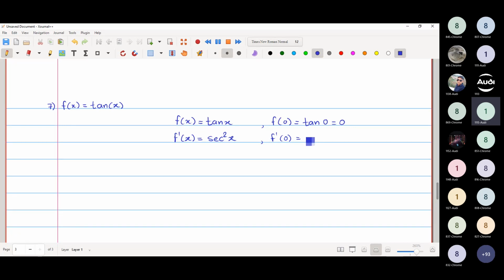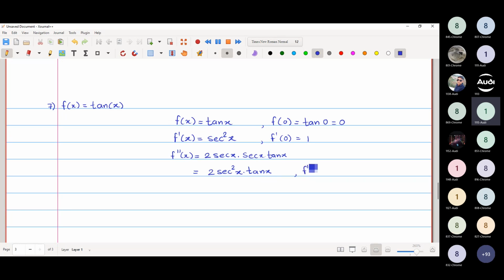Sec square 0 is sec 0, which is 1 upon cos 0, so it will be 1. What is f double dash of x? It is sec square x tan x. The derivative of sec square will be 2 sec x into sec x tan x. That means it will be 2 sec square x into tan x. Is it correct? Yes sir.